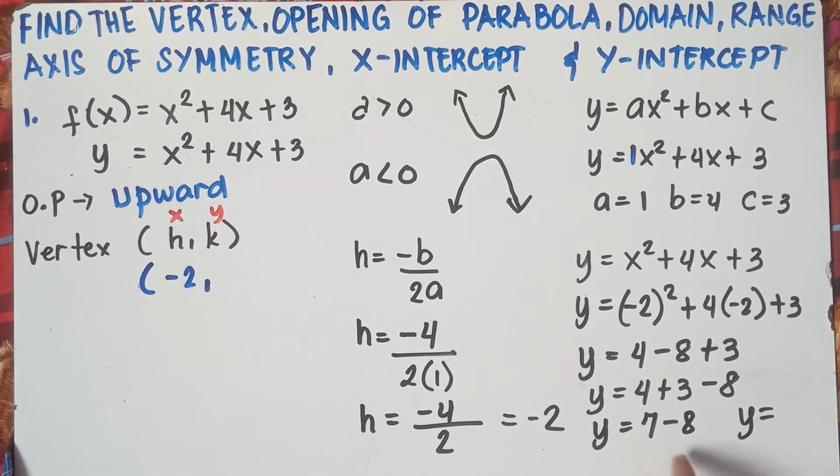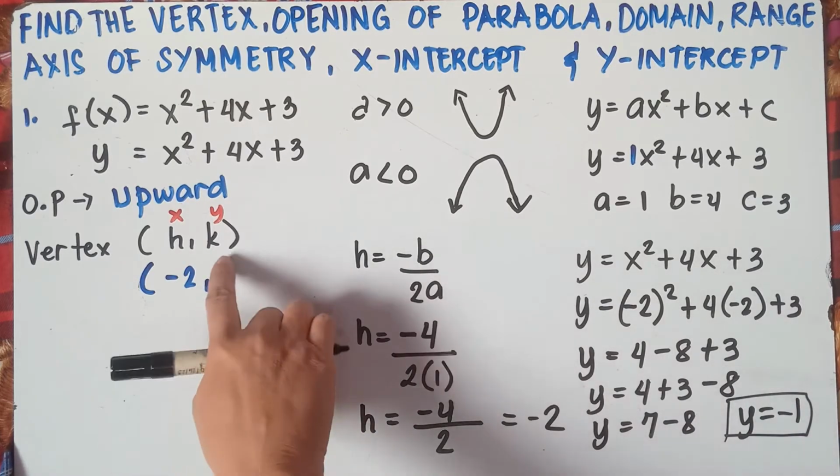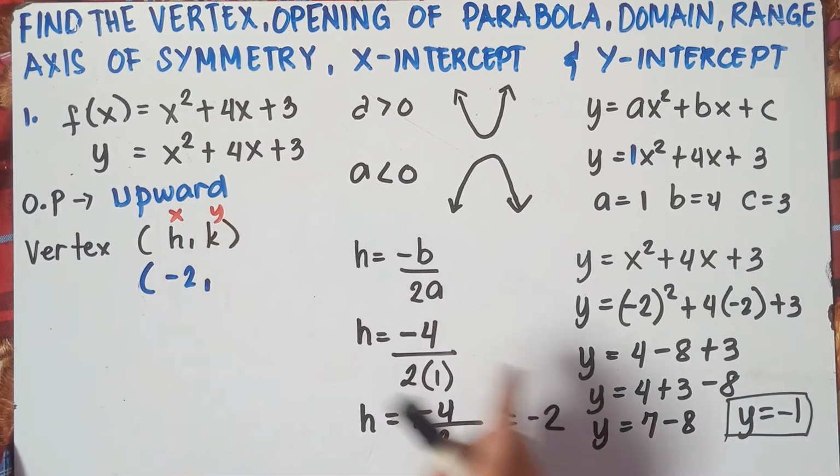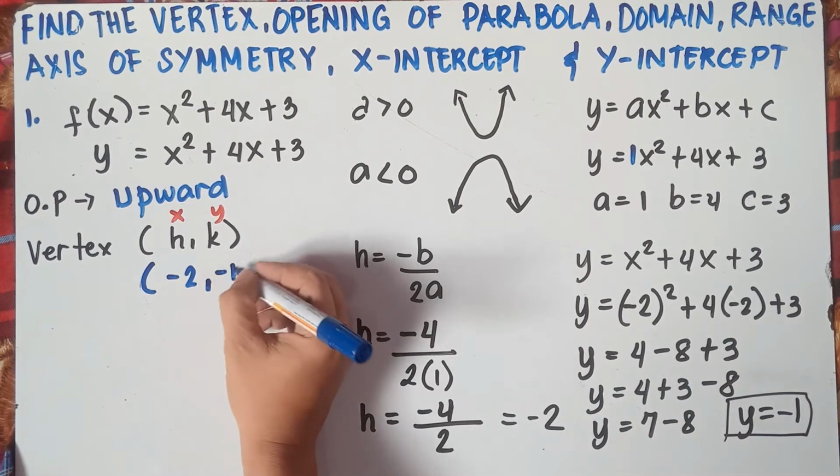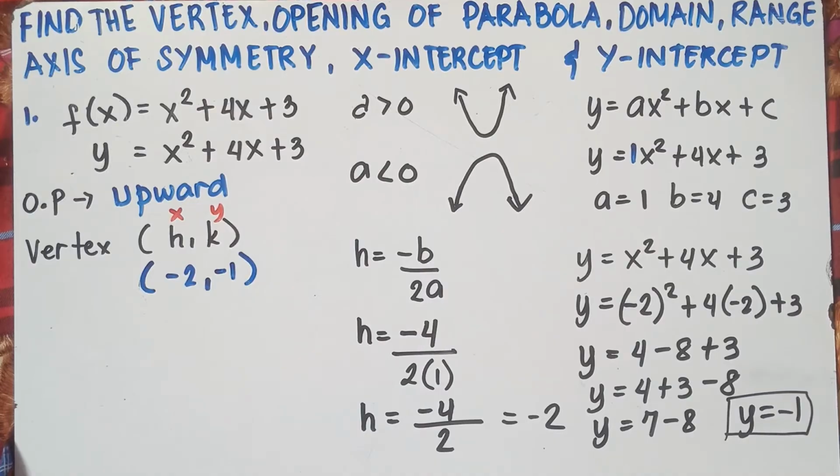If the signs are not the same, we have positive 7 and negative 8, so we subtract, then copy the sign of the larger number. 8 minus 7 is 1. 8 is greater than 7, so we copy the negative sign: negative 1. So once again, 7 minus 8 is negative 1. That's the value of your k, class, because k is equal to y, and y is equal to negative 1. That's the first solution to find k.